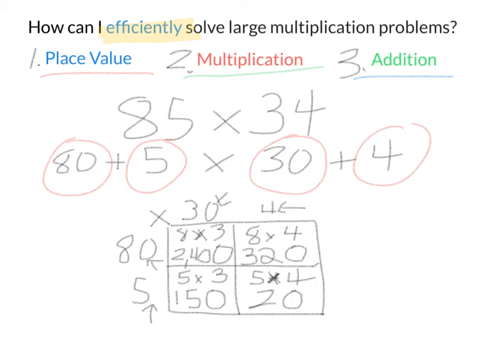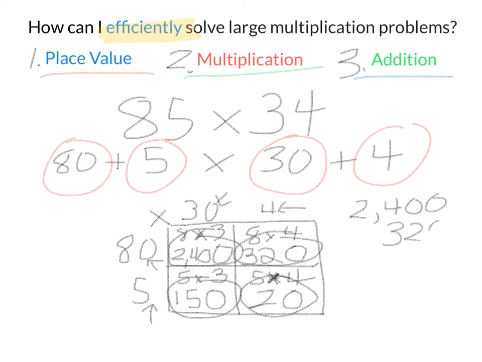We are now going to add all of our products. That means the answers in the boxes. We're going to add them all together. It's going to be very important that we keep our place value organized here. 2,400 plus 320 plus 150 plus 20. And now I add it all together.